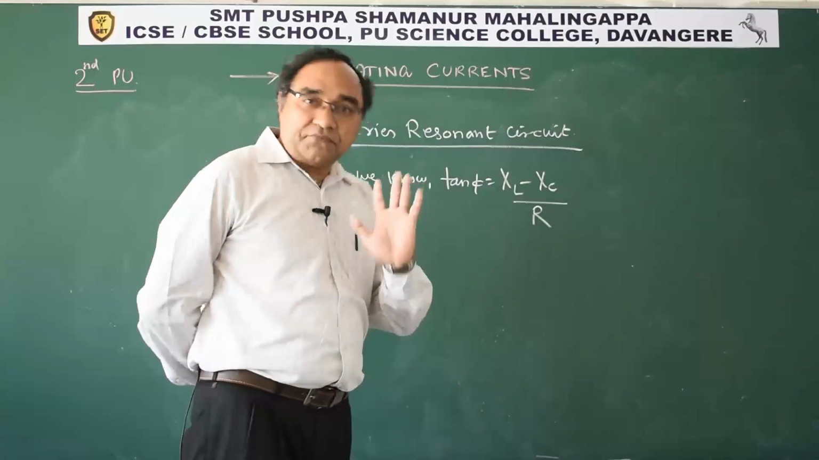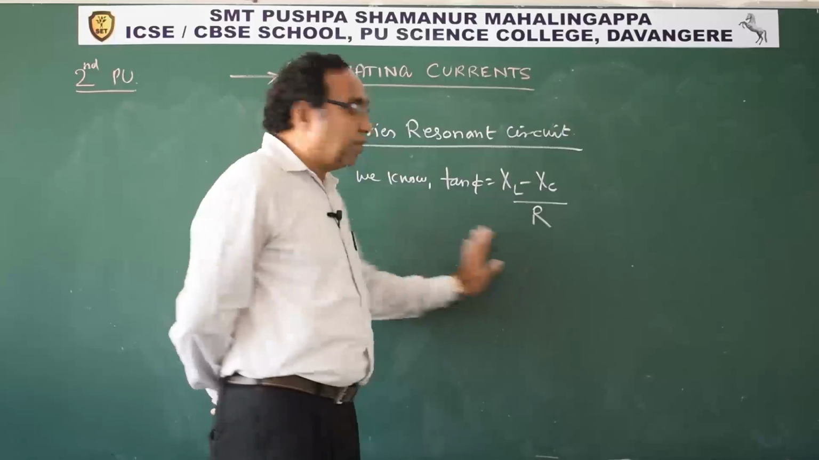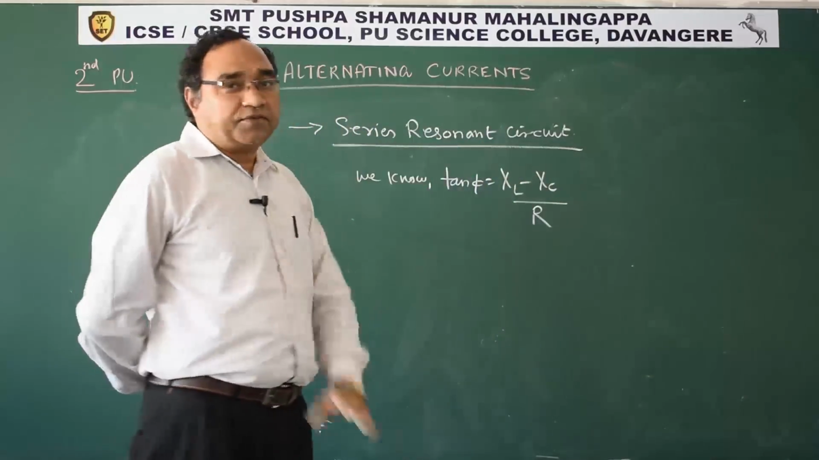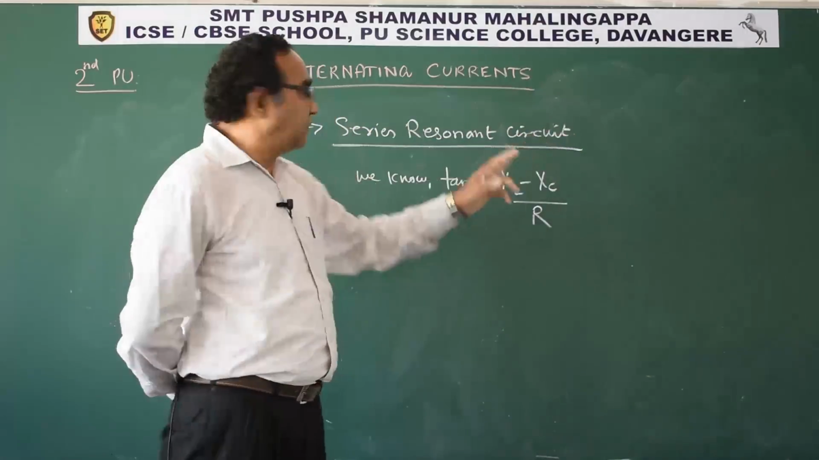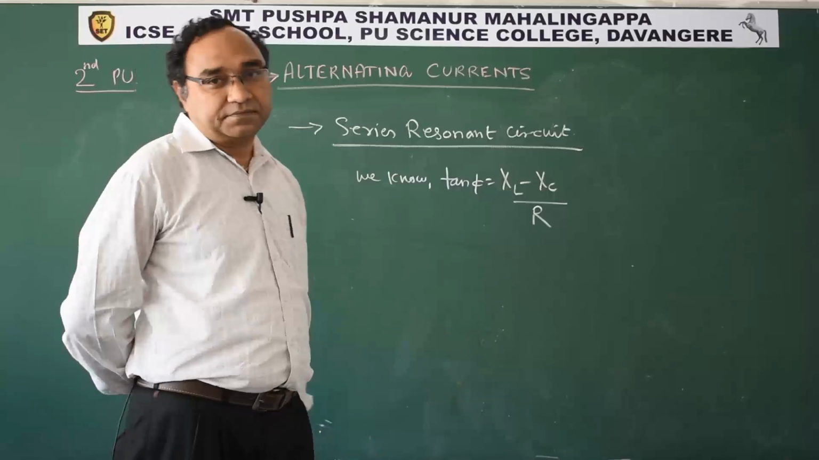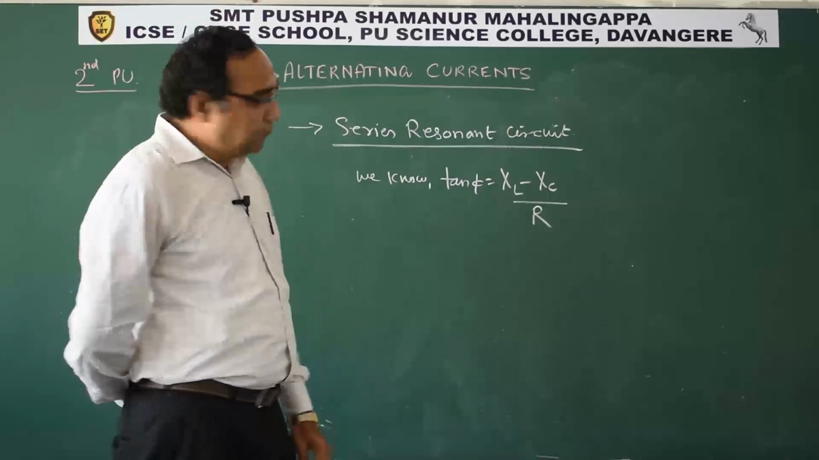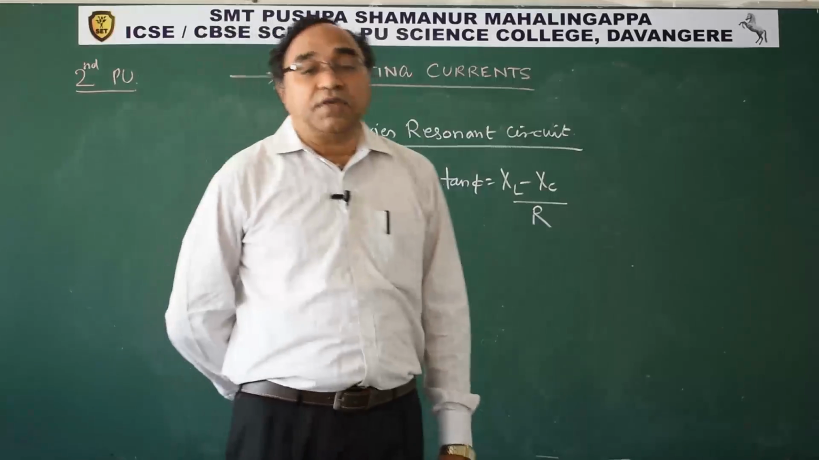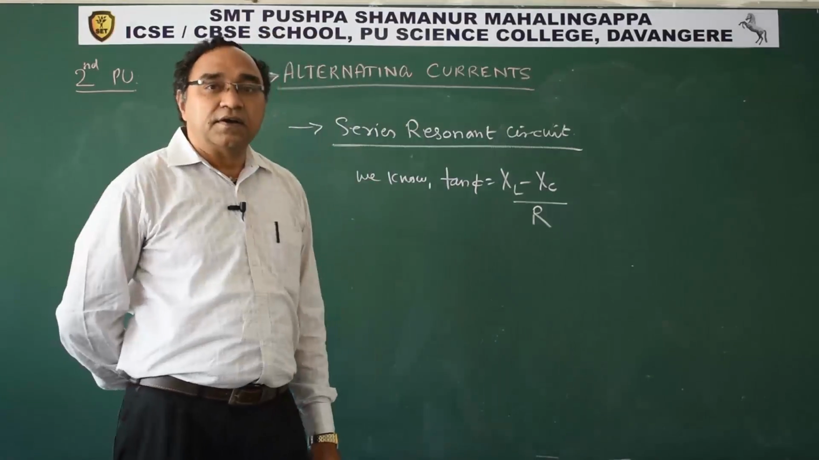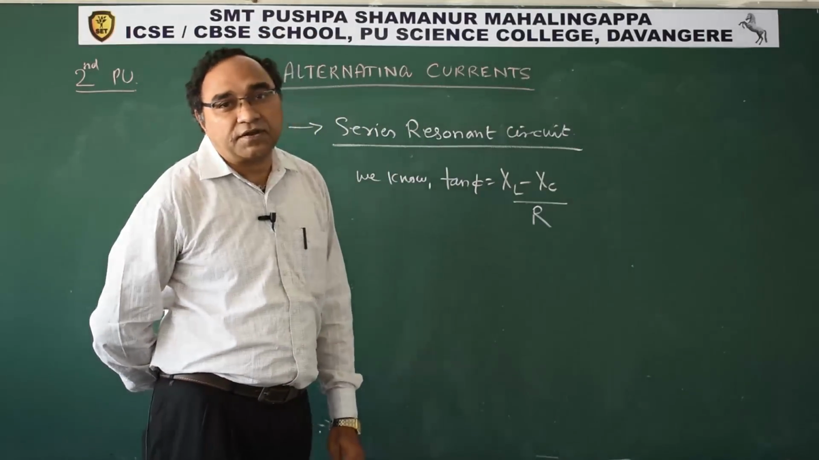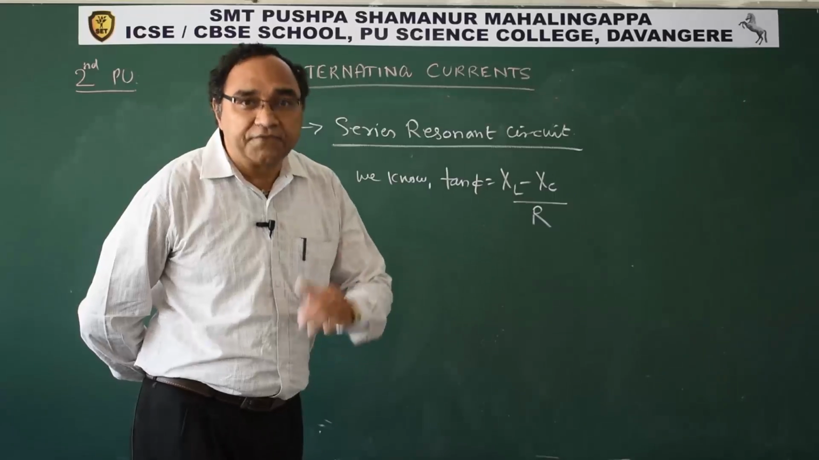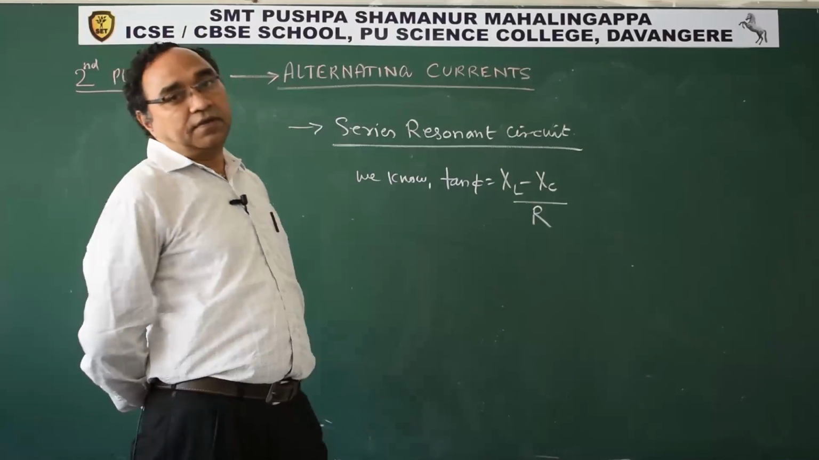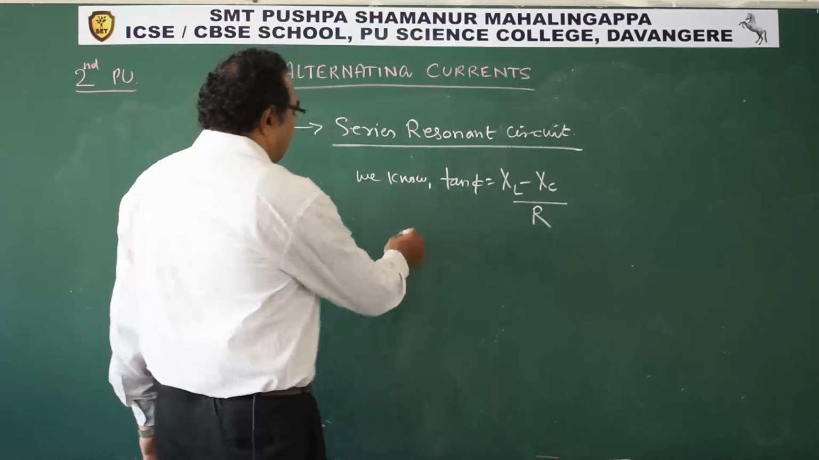Less than and greater than, fine, we had discussed everything about it. Now the time has come for XL is equal to XC, that is called a resonant circuit. If XL is equal to XC, so in the numericals, if it is given to you in a series resonant circuit, it implies XL is equal to XC.